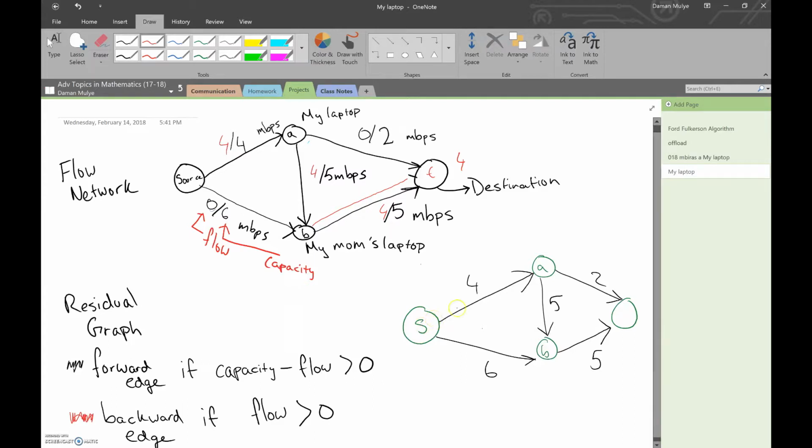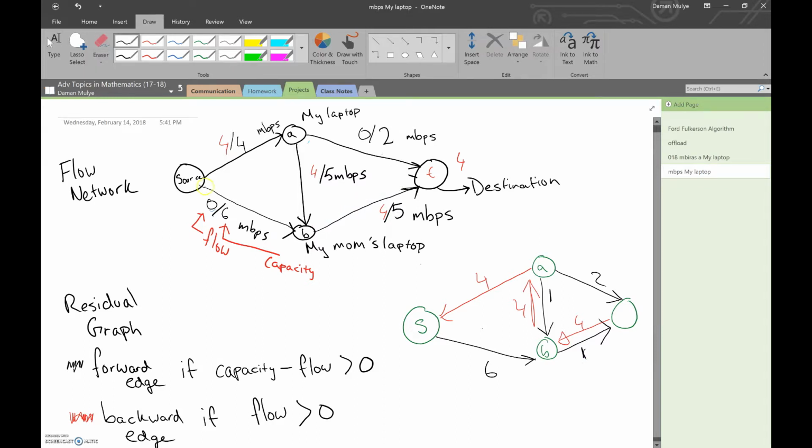So let's start with the edge from S to A. We see that up here, the flow is greater than 0. So I'm going to draw a backwards edge, which will be in red. And now from A to B, I'm going to draw both a forward edge and a backwards edge. So the forward edge will be 1, and the backwards edge will be 4. And same with the edge going from B to the destination, 4 and 1. Okay, so now let's find a new path.